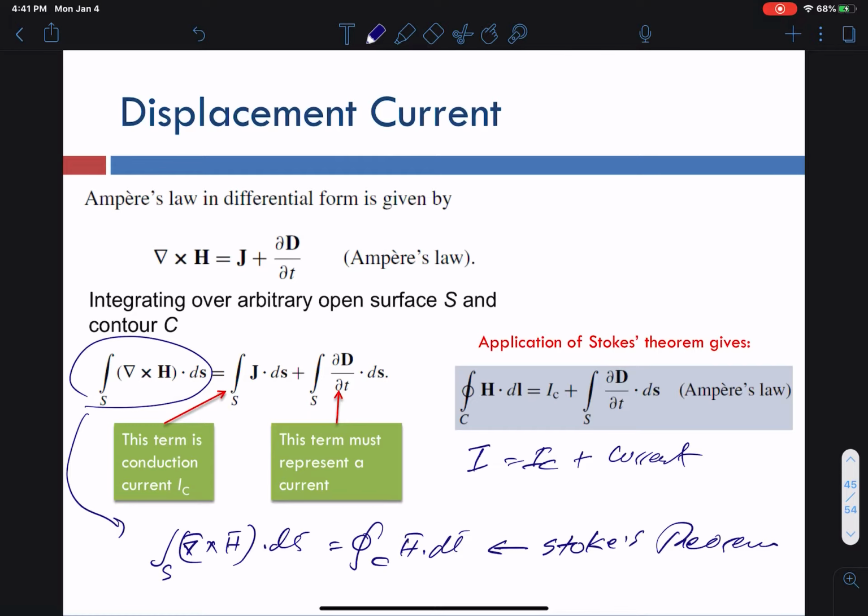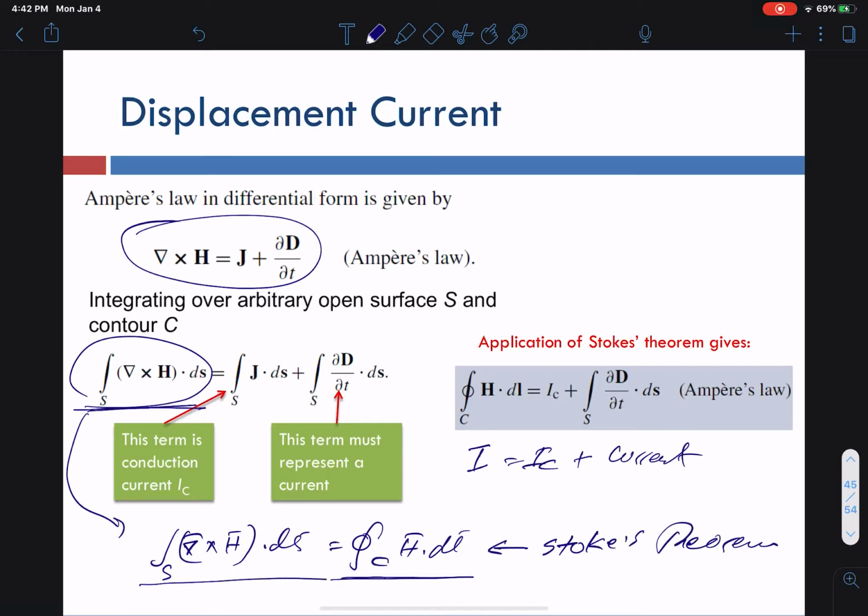If you look back at the Maxwell equation, this is the original Maxwell equation. If you integrate both sides over the surface, this side can be written with this equation using Stokes' theorem. This is your Ampere's law, which is current. So this one could be replaced with this one right here. Then this side is the current density, and if we integrate over a surface, you get the current, which is called conduction current. That's what we know so far.